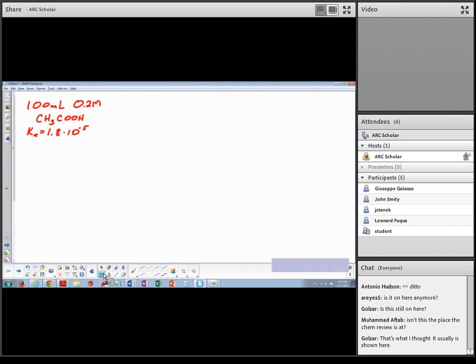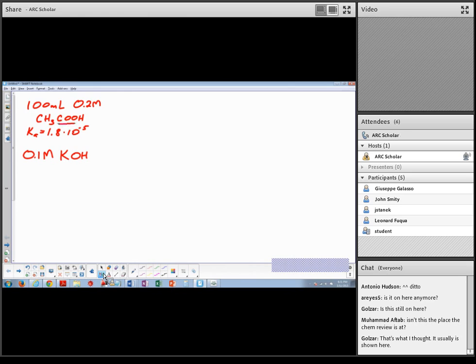We're going to be adding 0.1 molar potassium hydroxide. We're going to look at some different volumes of potassium hydroxide and see how we calculate the pH at those volumes. Before we do that, real quick, acetic acid: is that a strong or a weak acid? Weak. How do we know? It's not one of those 6 strong acids.